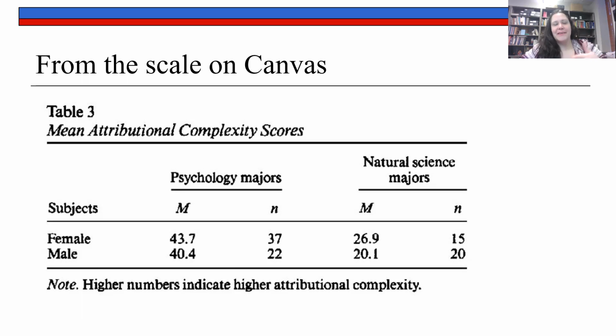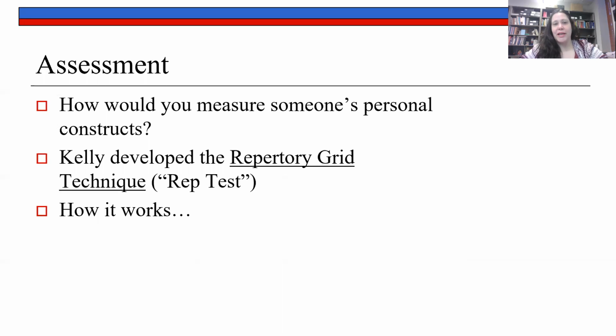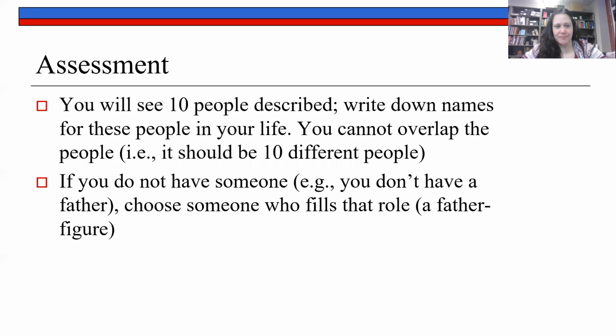So these kinds of self-report assessments that we've been using all semester could be used in the cognitive approach. They're not what Kelly recommended. Kelly recommended using something that he called the repertory grid technique, which everybody just calls the REP test. So here's how that works. If you want to actually do this, I think you'll understand the REP test best, but if you want to just follow along, I'll explain how it would work.